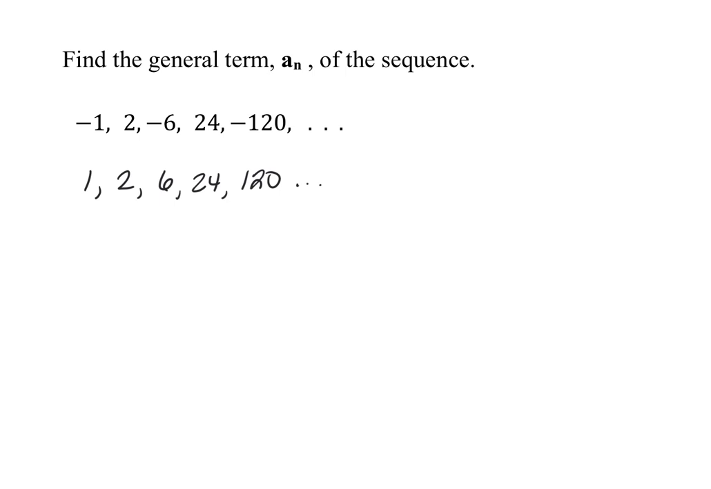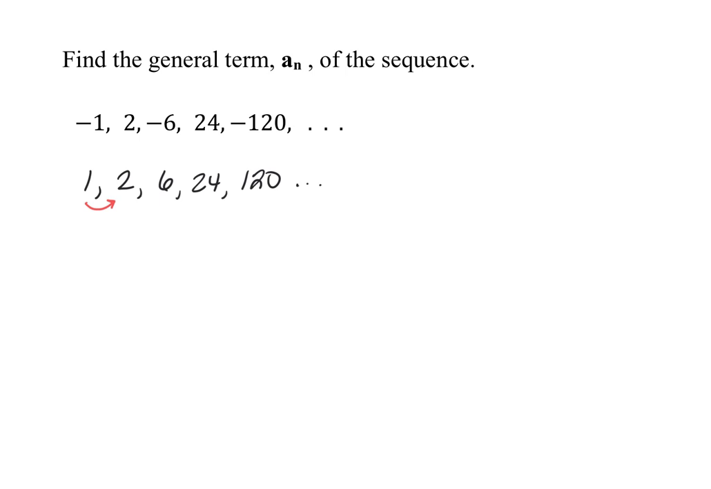So I'm not adding a number every time. It doesn't look like I'm multiplying by the same number every time. And these are not perfect squares or perfect cubes, so I don't see anything special in that way. But you might notice you are actually multiplying to get from one term to the next, but you're just not multiplying by the same number each time.